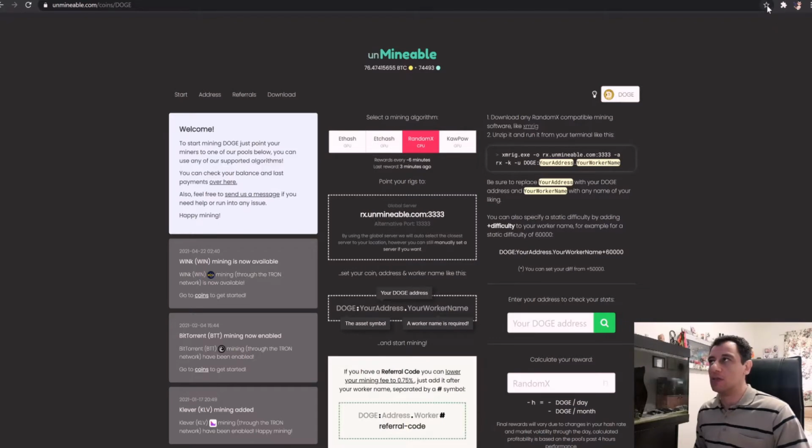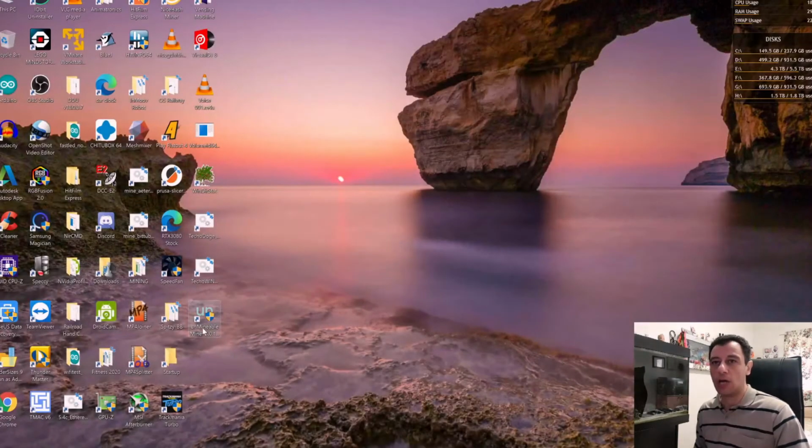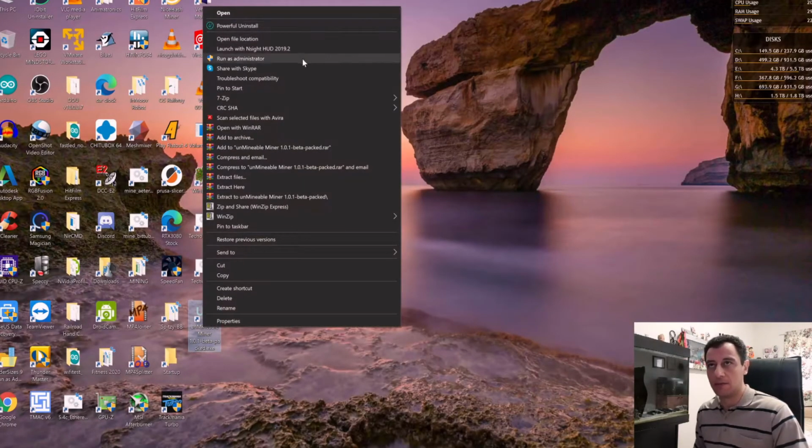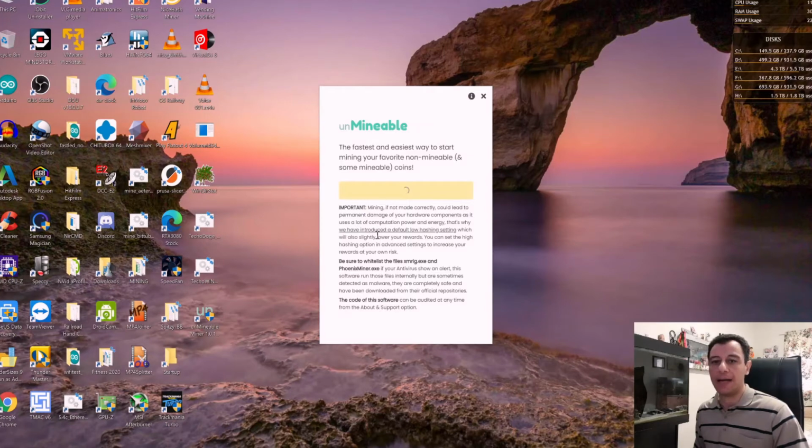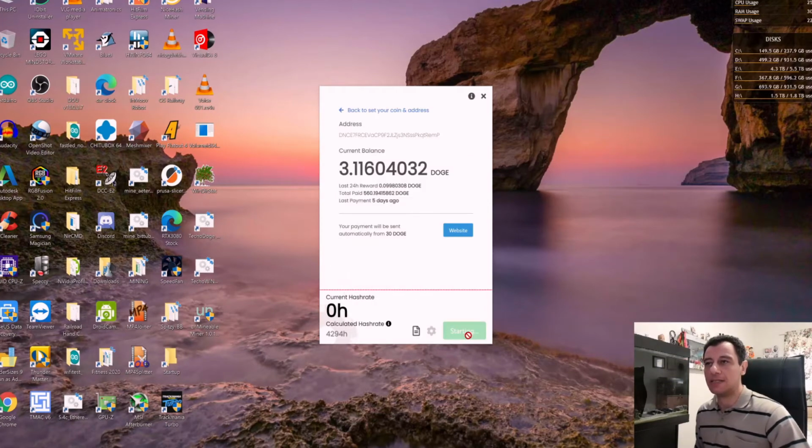What I am going to do is launch Unmineable as administrator. Now this is going to start up automatically because mine's already configured, but I'll stop that and I'll go back, so you can see the configuration from the very start. Here it's going to start up. Okay, now my average hash rate on my CPU, which is a 6-core, 12-thread CPU, is around 3,300 hash when it stabilizes. So I'm just going to go back here.